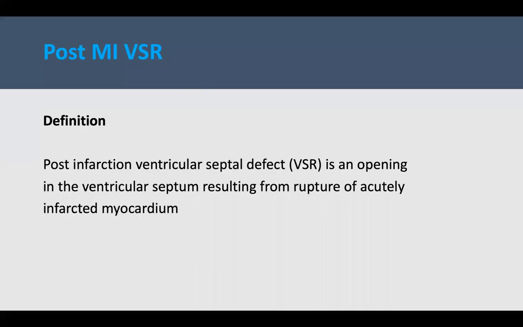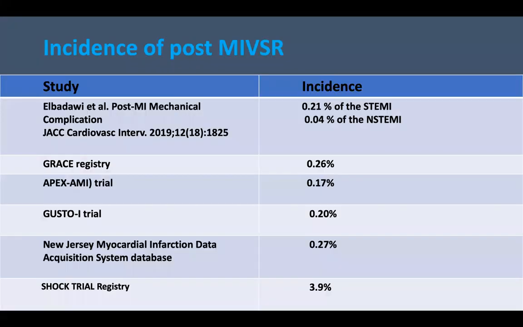So what is VSR? It is very simple. VSR is an opening in the ventricular septum, which results from the rupture of an acutely infarcted myocardium. So what is the incidence of VSR now? As in the first paper we discussed, it is 0.12% and 0.04% in the STEMI and non-STEMI respectively.